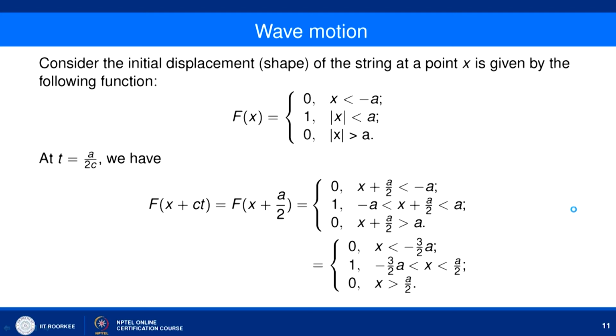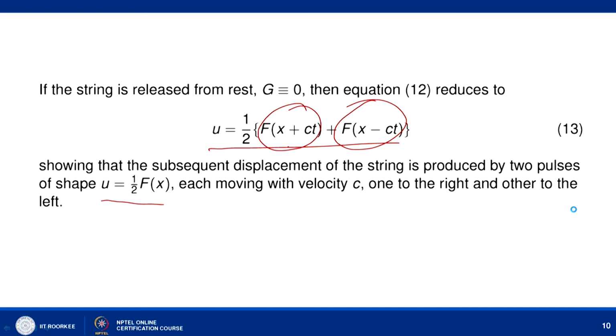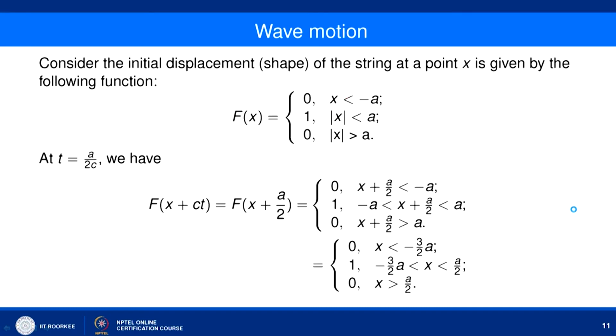To understand this phenomenon, let us consider what is actually happening in equation number 13. Let us say that your initial shape is given by this. Here we have the point minus a and here we have a, and the initial displacement is 0 elsewhere. So, your string is looking like this. It is an infinite string; everywhere between minus infinity to minus a and a to infinity it is lying at rest, but between minus a to a it is at position 1.